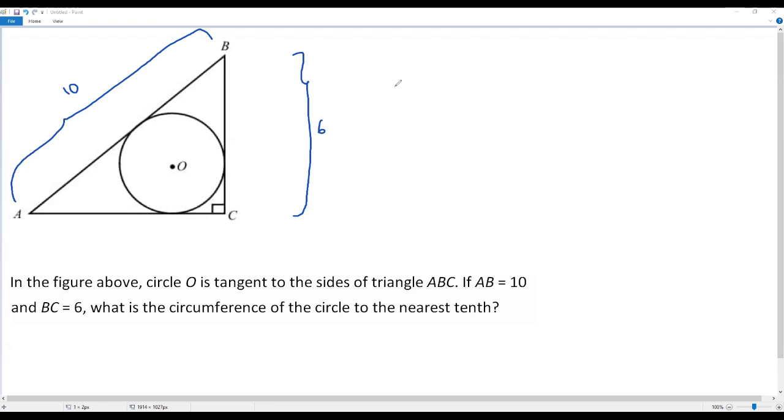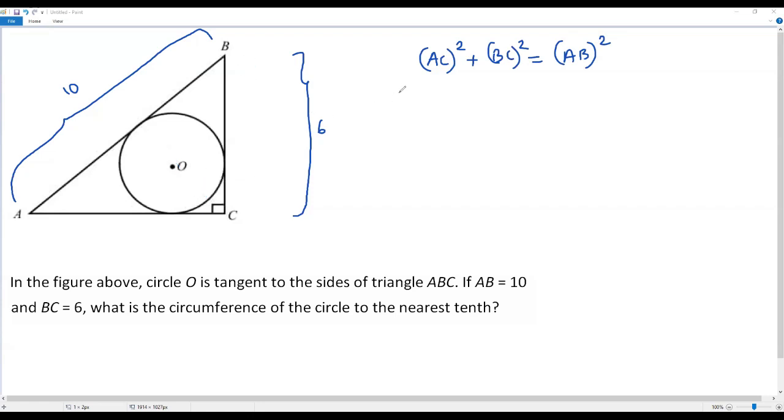Okay, let me write the Pythagorean theorem in this right triangle. So the Pythagorean theorem says the sum of the squares of the two legs of a right triangle equals the square of the hypotenuse, that is AC squared plus BC squared equals AB squared. Actually, AB is the hypotenuse because the side opposite to the right angle is considered to be the hypotenuse, and AC and BC are the two remaining legs.